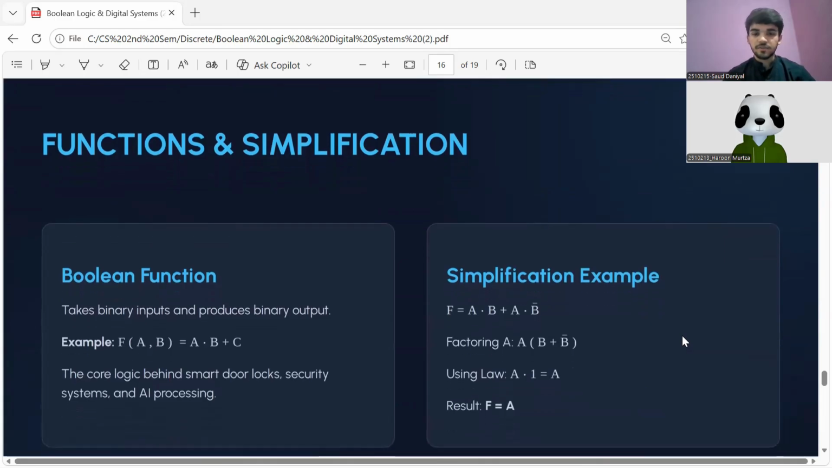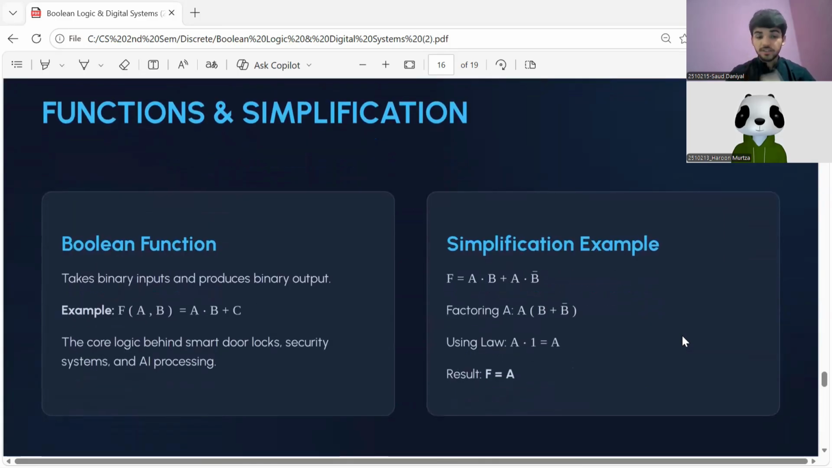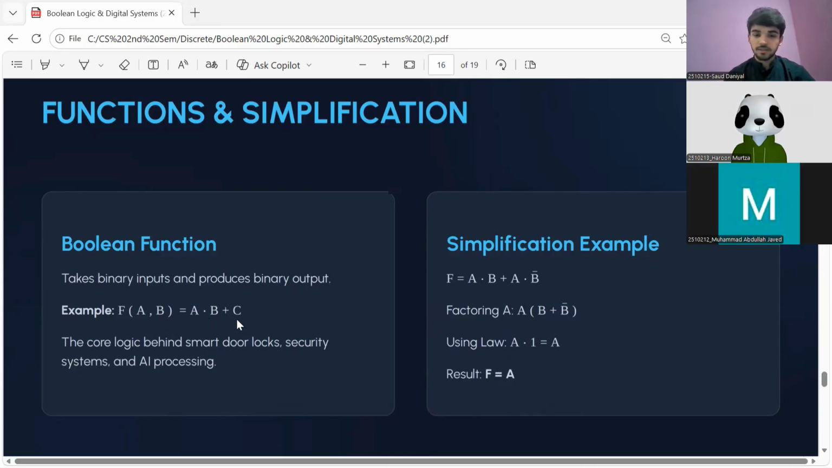Then we have functions and simplification. What is a Boolean function? A Boolean function takes any number of inputs and gives a number of outputs. Let's say, for example, we have a function f of a, b, and c. We can define this function as a dot b plus c. Here the dot means AND and the plus means OR. According to this function, we have two terms, a dot b and c. If either term is 1, then the function will become 1.